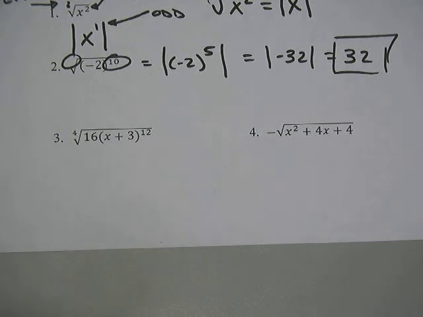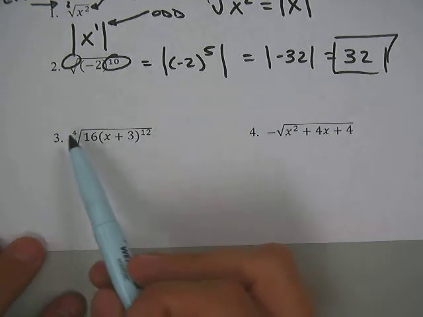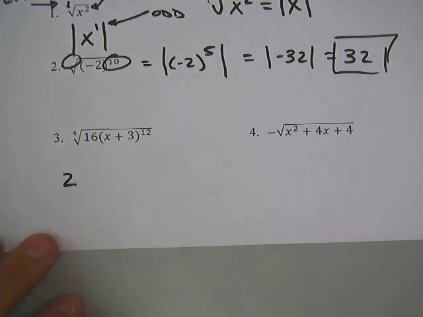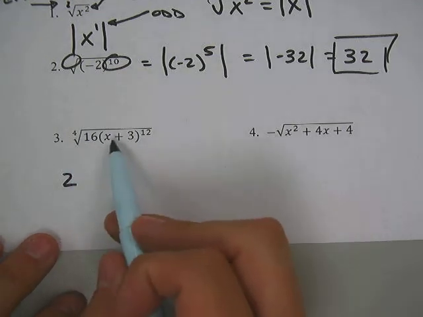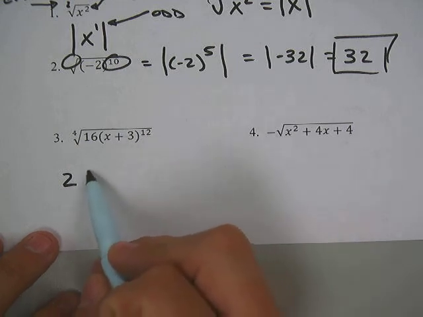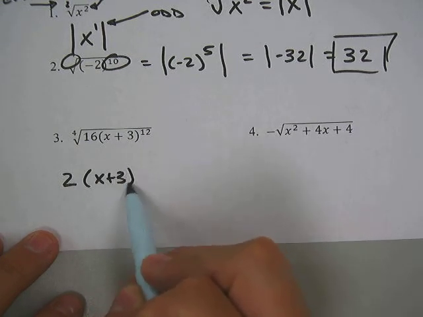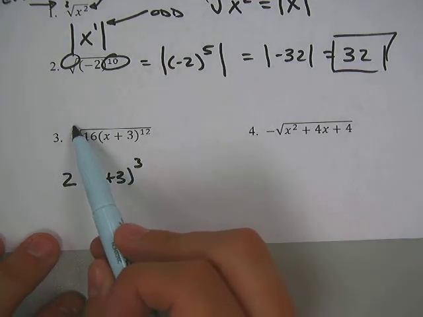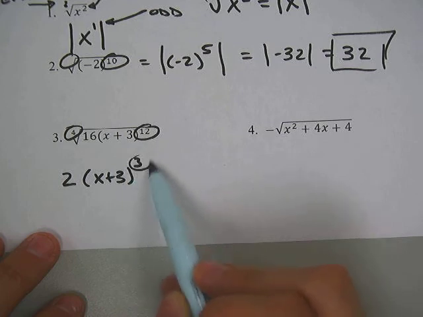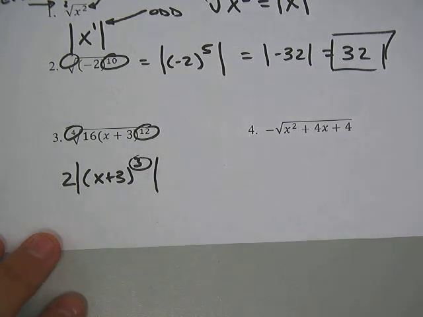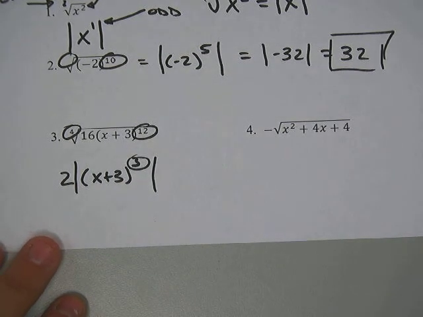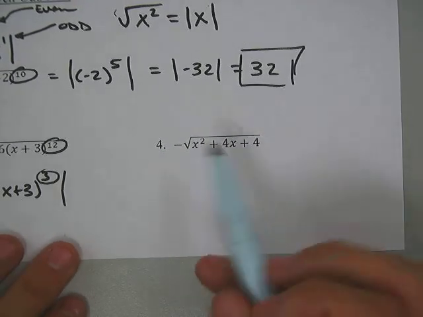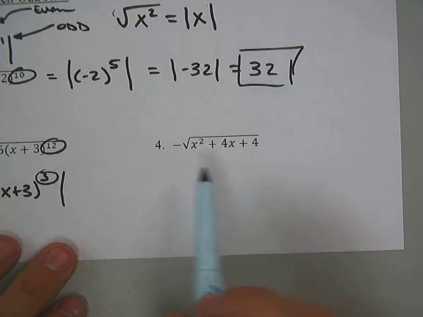Okay, so let's try another one. What about this one? The 4th root of 16 times the quantity x plus 3 to the 12th. Well, the 4th root of 16 is 2. And then the 4th root of x plus 3 to the 12th would be x plus 3 to the 3rd. Now, notice even, even, odd, so this has to be absolute value.